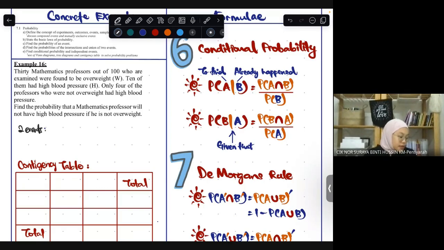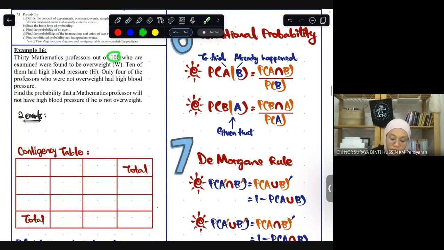Example 16. So example 16 here dah masuklah soalan yang agak panjang lebar. Tetapi dia boleh dikeluarkan information dan infonya sangat sikit. 2 event sahaja. 2 events only. Let's read the question. 30 mathematics professor, 30 orang out of 100 of them. So total is 100. So who are examined were found to be overweight, W, and then 10 of them had high blood pressure, H.